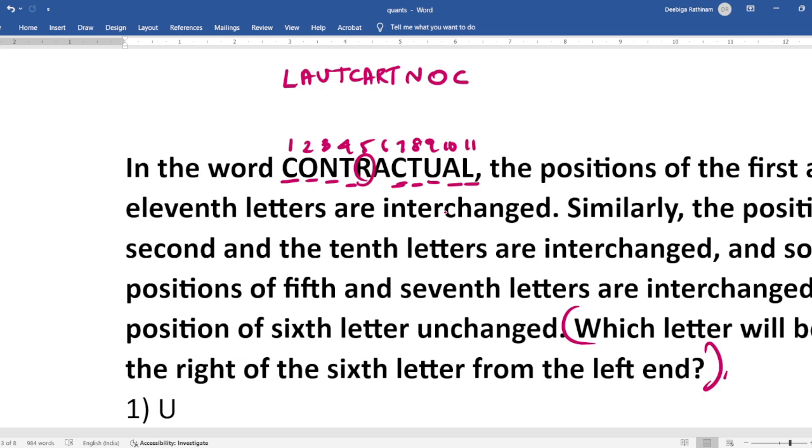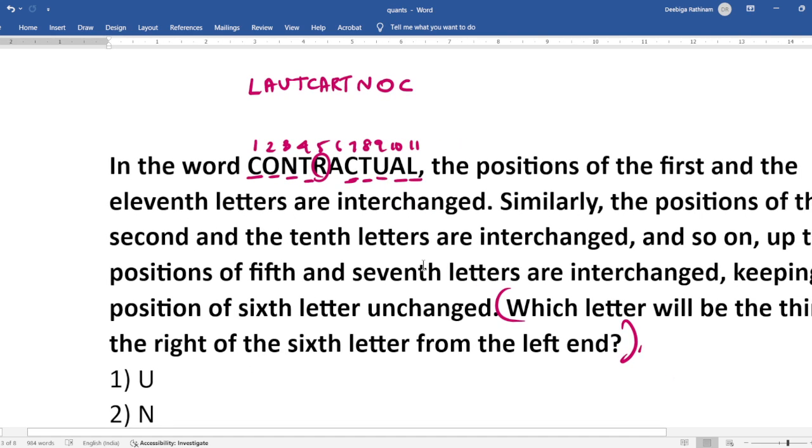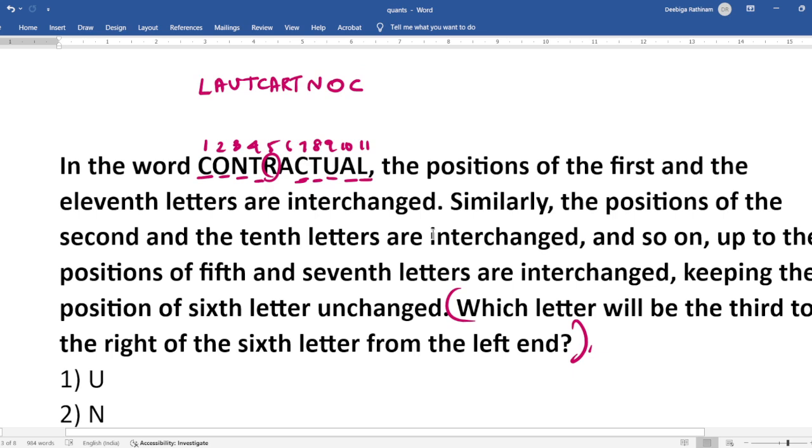So we have to find the letter which will be third to the right of the sixth letter from the left end. If you get this kind of question, always start from the left end. This is the left end, right? From the left end, we count to the sixth letter: one, two, three, four, five, six. So this is the sixth letter, right? We have to find the right side, which is this one, and the letter which is third to the right of this one.